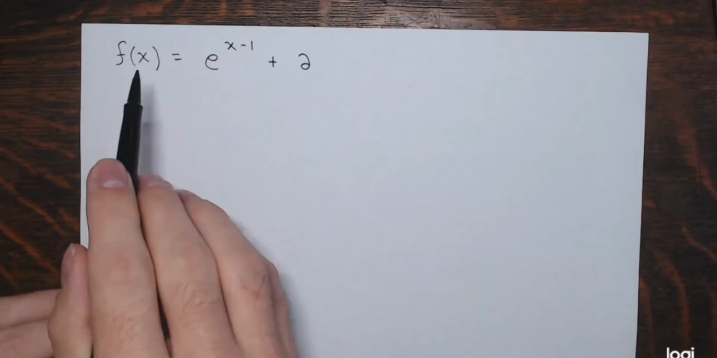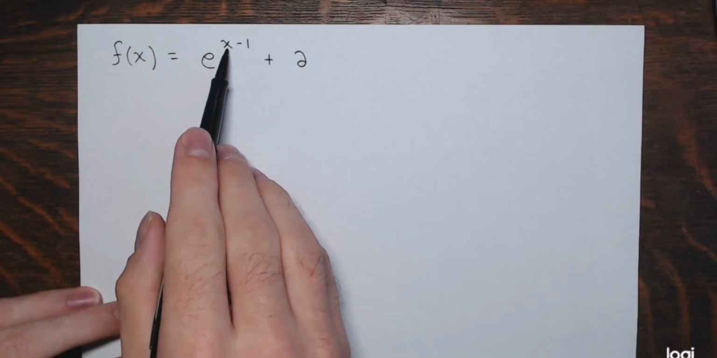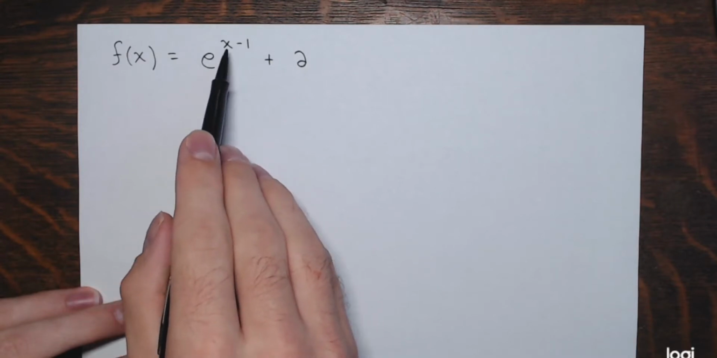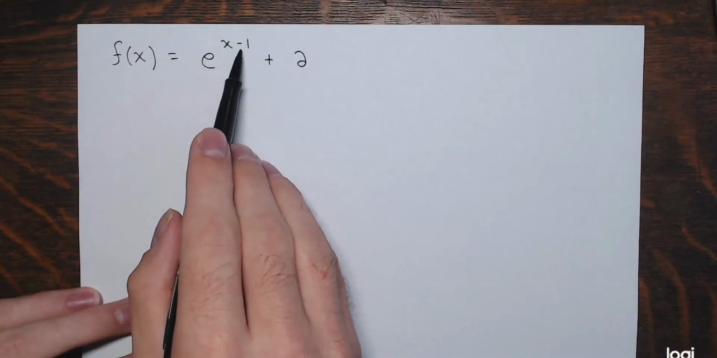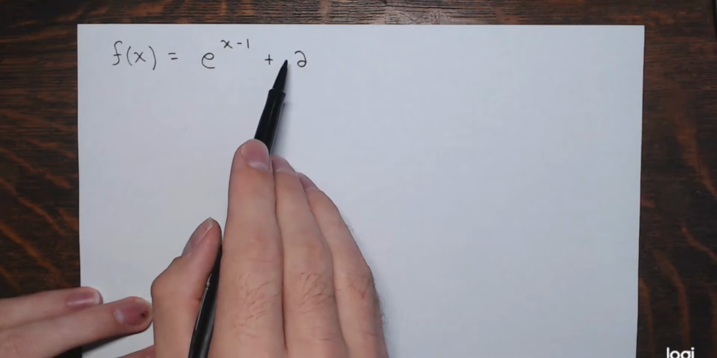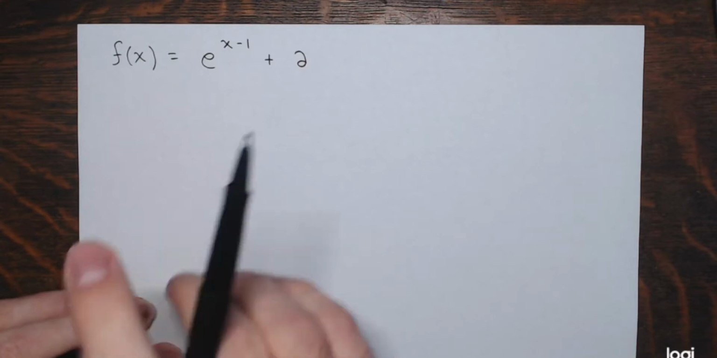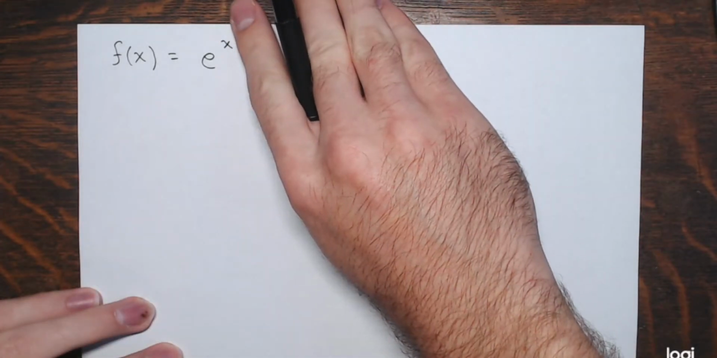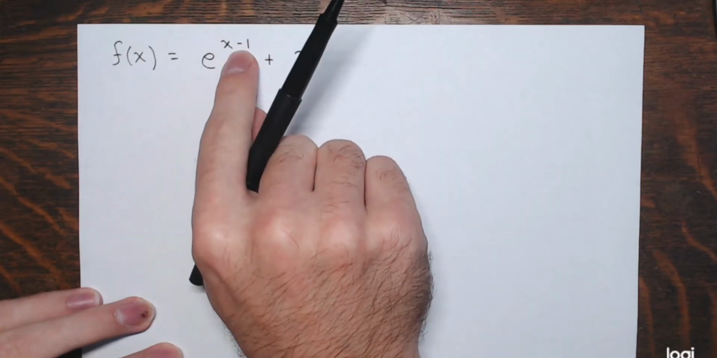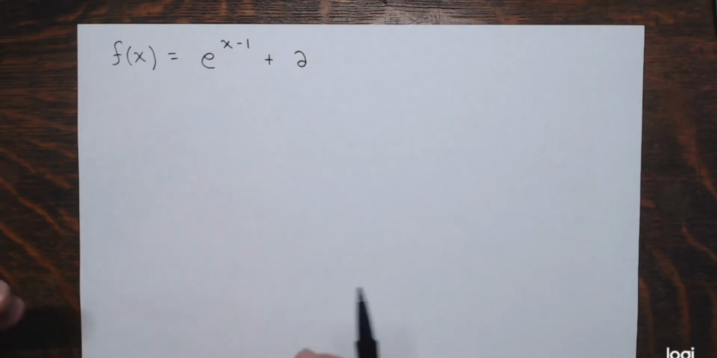Okay, so we're given this function, which is considered exponential because the input, the x, is in the exponent. It's not just e to the x, it's e to the x minus 1 and then plus 2. So the graph of this is going to be a little different than the graph of a basic exponential function, right? If it was just e to the x, I showed you that graph already. But replacing x with x minus 1 in the exponent and then adding 2 moves the graph around a bit. But I'm not going to get into all that right here.